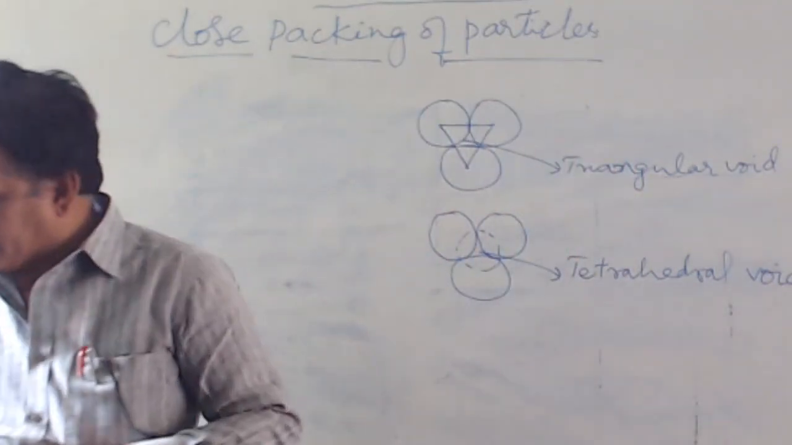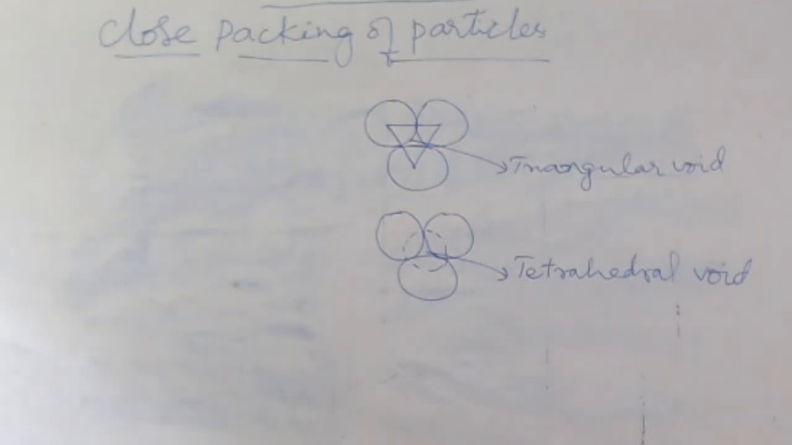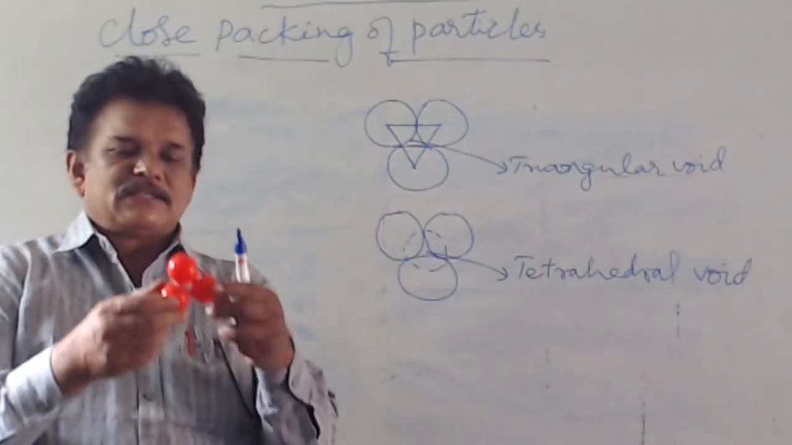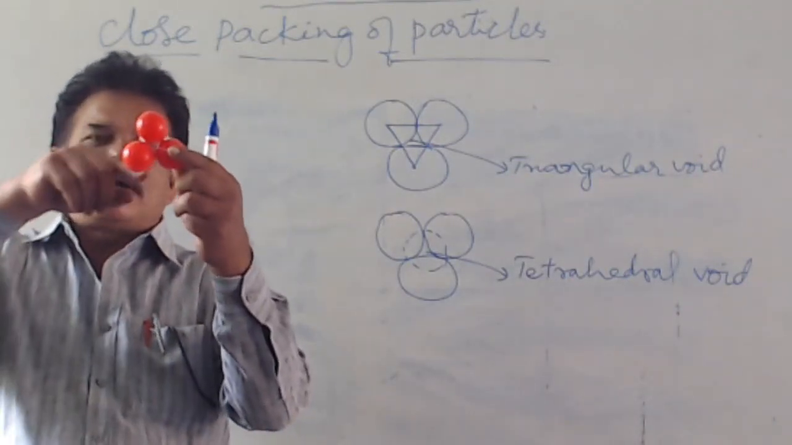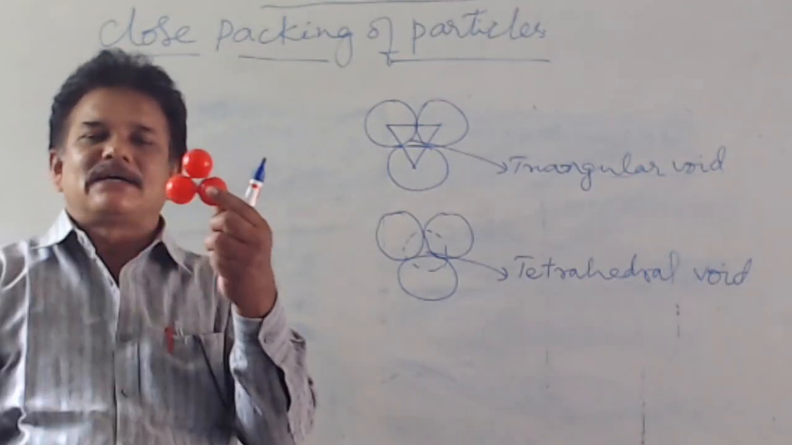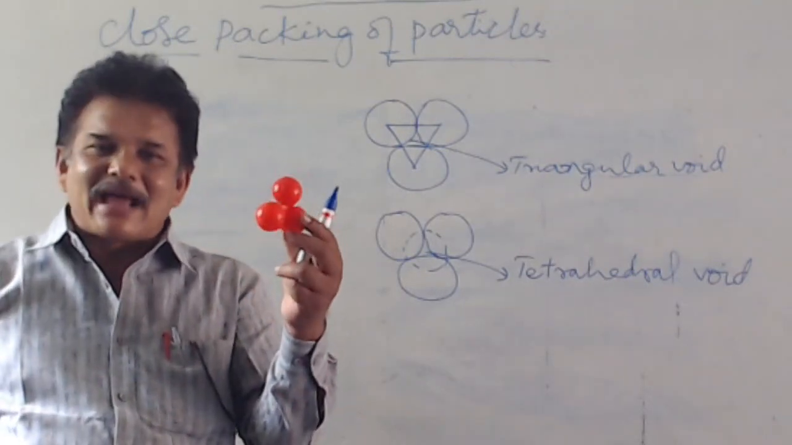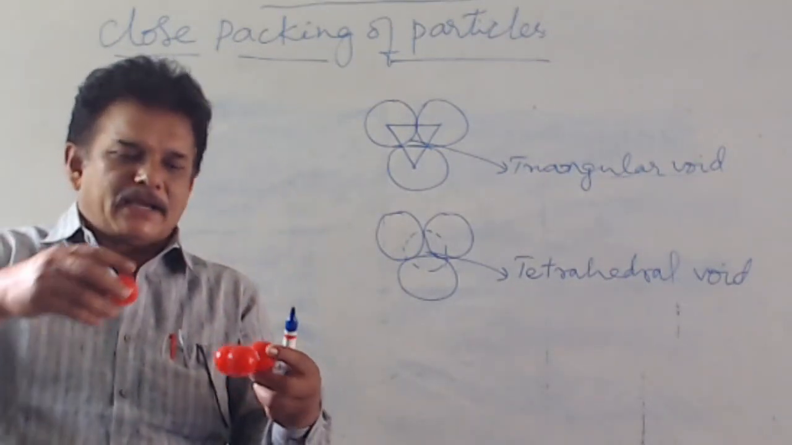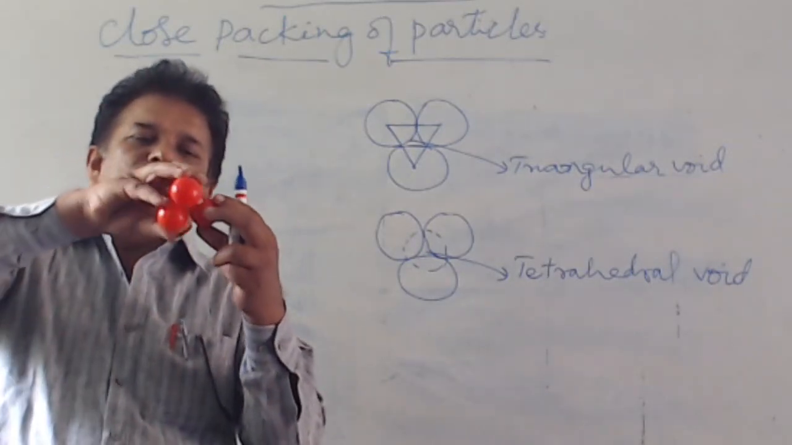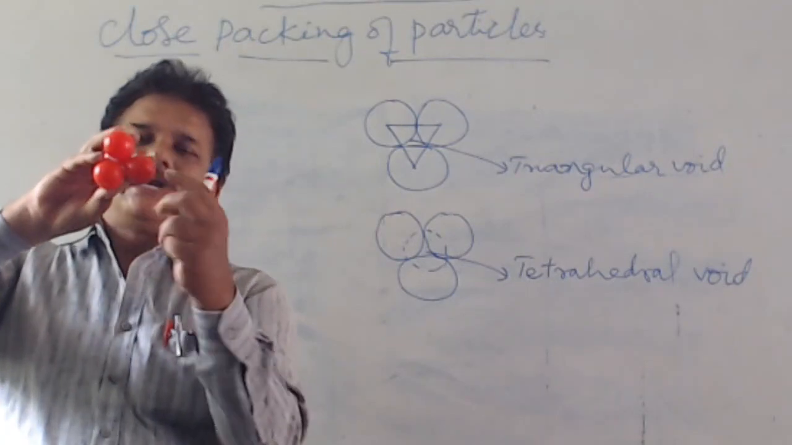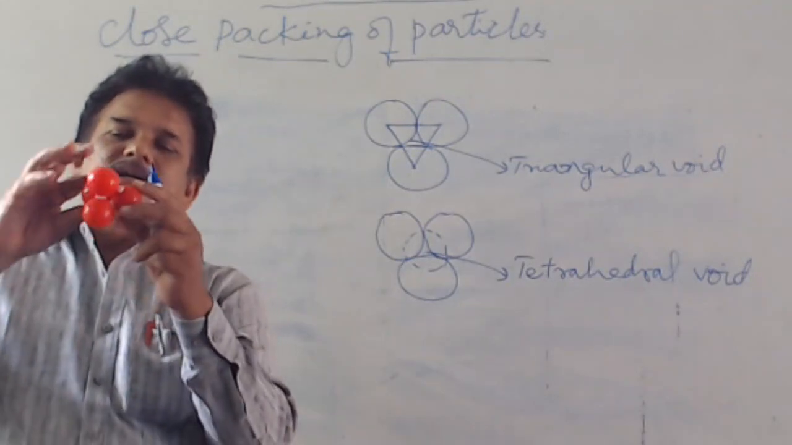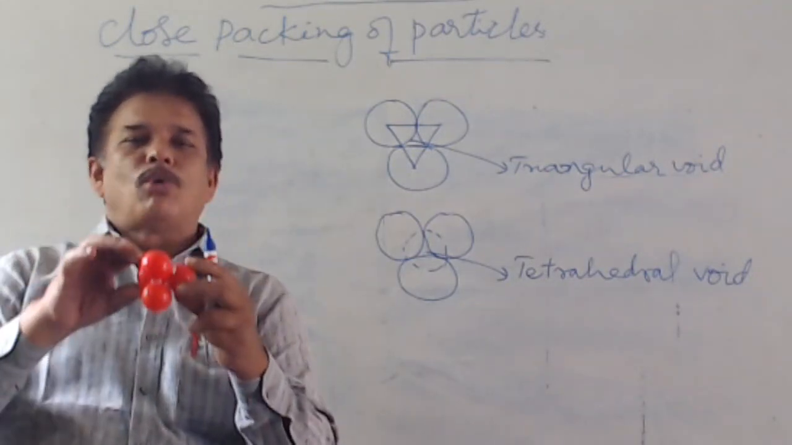If we take a tetrahedral void, see here, say these are the three particles. These three particles come close to each other. This vacant space is called a triangular void. If this triangular void is covered by another sphere like this, the void now formed is called a tetrahedral void.